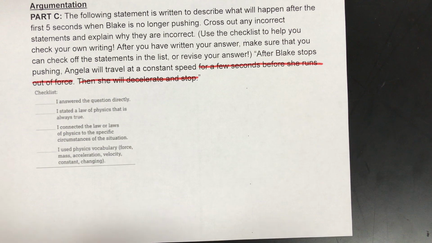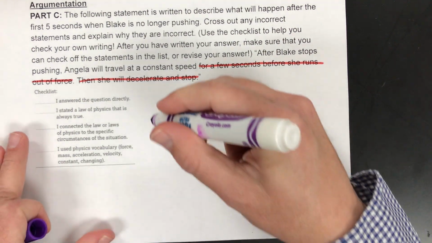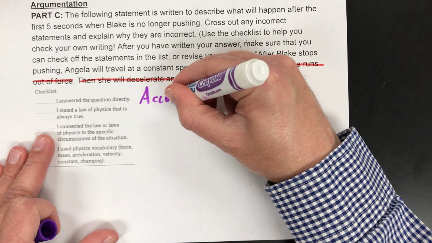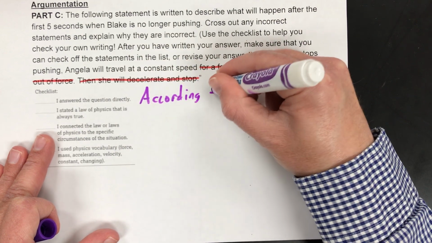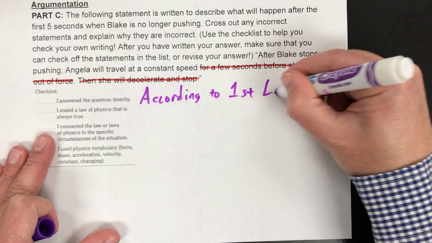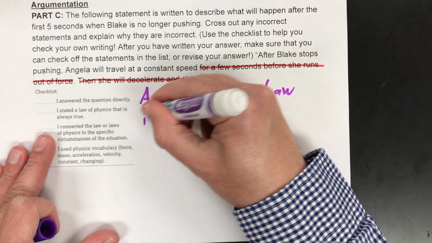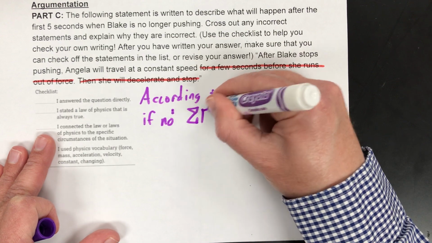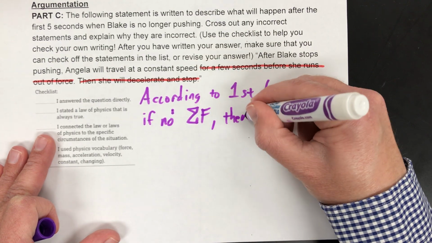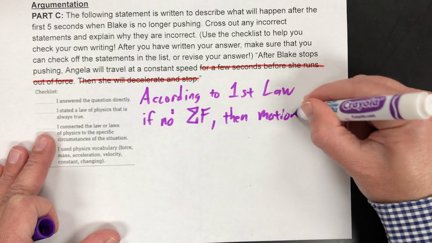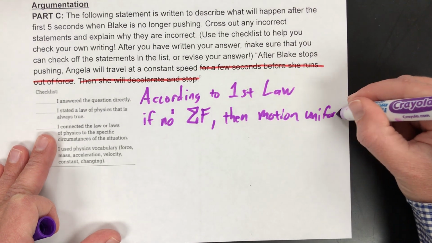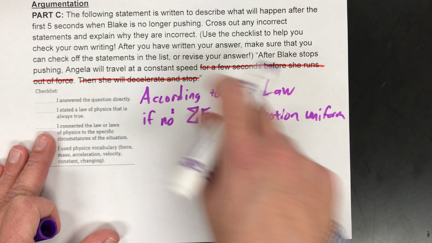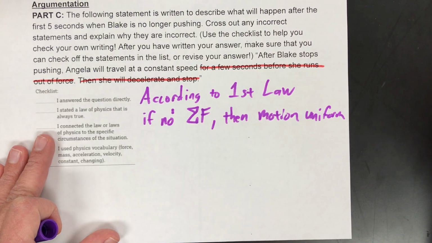So you can say a few things on this. There's 2 different approaches you can take. You can do it from the first law. So according to the first law, if there's no net force, then motion is uniform. So if we don't have any outside forces, then she won't slow down and stop. She'll continue on in a straight line.